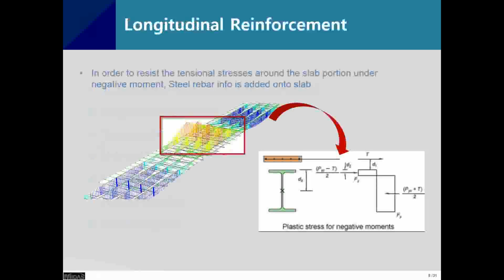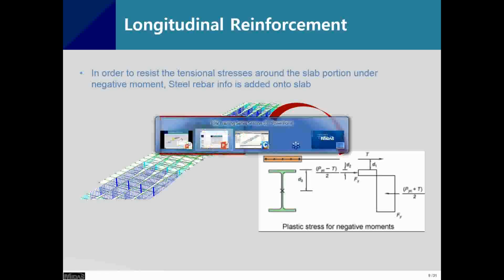So how can you define the longitudinal reinforcement? In other words, how can you put the steel rebar on the slab portions? Again, this one is to resist the tensional stress around the slab portion under negative moment. Steel rebar info is added onto the slab. So as you can see on here, around the support area, you can find the negative moment, and the concrete cannot resist the tensional stress, so you have to put the steel reinforcement at the slab portions.